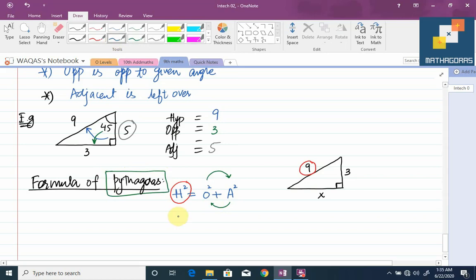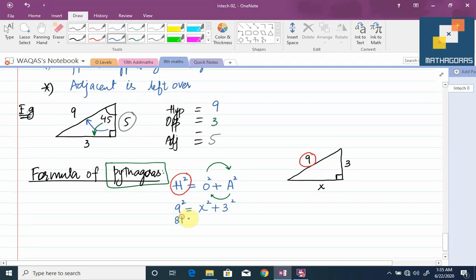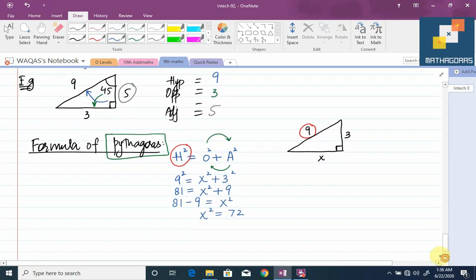It's very simple. Hypotenuse is 9 square. Opposite is, let's suppose I say opposite is x square and adjacent is 3 square. If you take opposite as 3 square, it will be the same, 3 square plus x square, no change. You need to simplify it. 9 square is 81. 3 square is 9. When 9 shifts to the left side, 81 minus 9 is equal to x square. You need to solve it with the calculator. So 81 minus 9 is 72. So x square is 72. You need to apply a root on both sides.